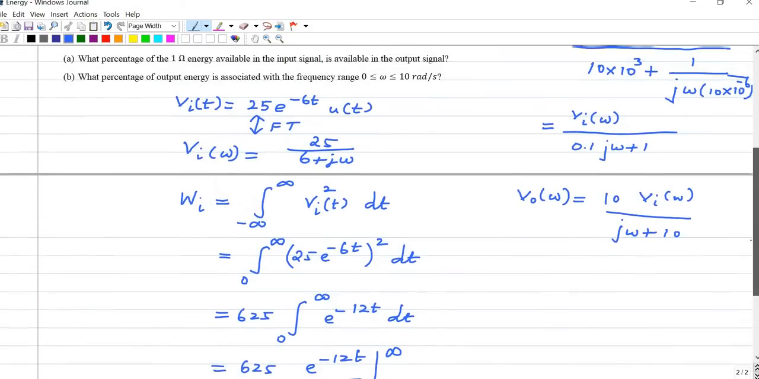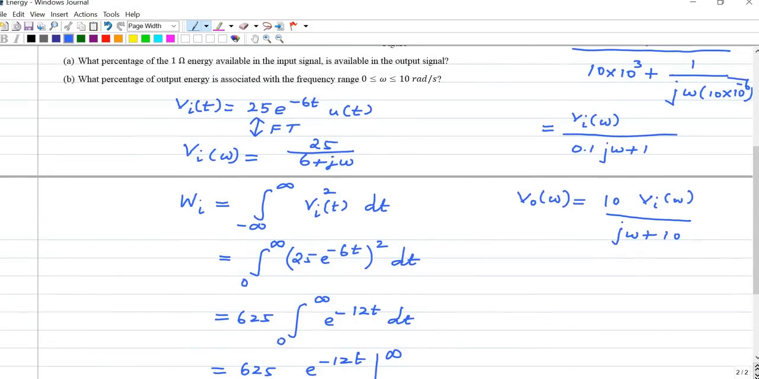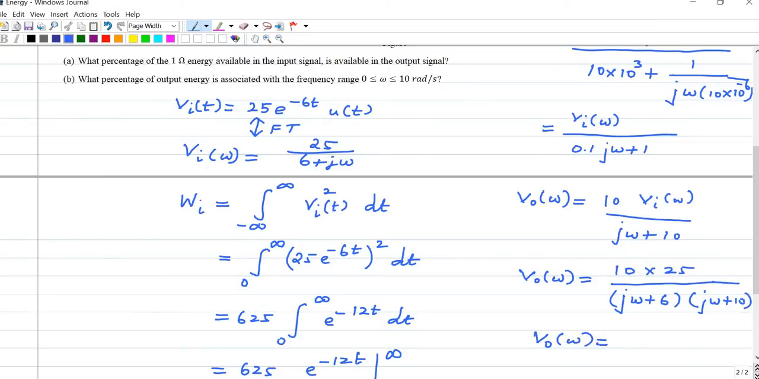We know what is Vi of omega. This is Vi of omega. So when I substitute that here, V naught of omega is 10 into 25 divided by j omega plus 6 into j omega plus 10. Next step you can write V naught of omega is 250 over j omega plus 6.